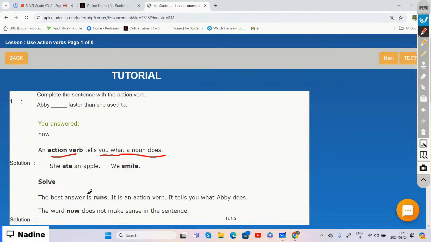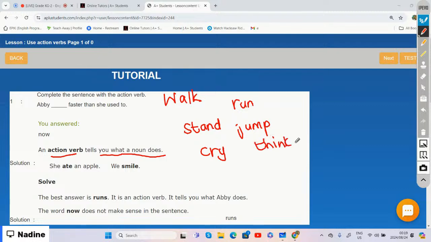All right. So we say that ate is an action verb. We say walk is an action verb. Run or runs is an action verb. We have stand, jump, because this is something that people are doing or that you are doing. Cry is an action verb. To think is an action verb. When you listen, you are doing something. To play, you are doing something.